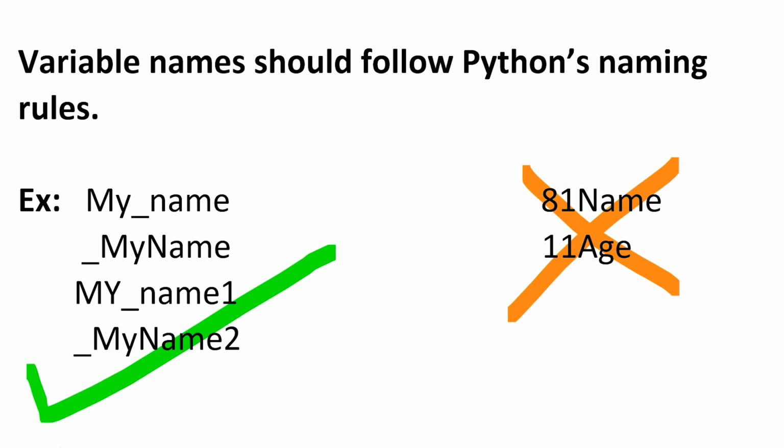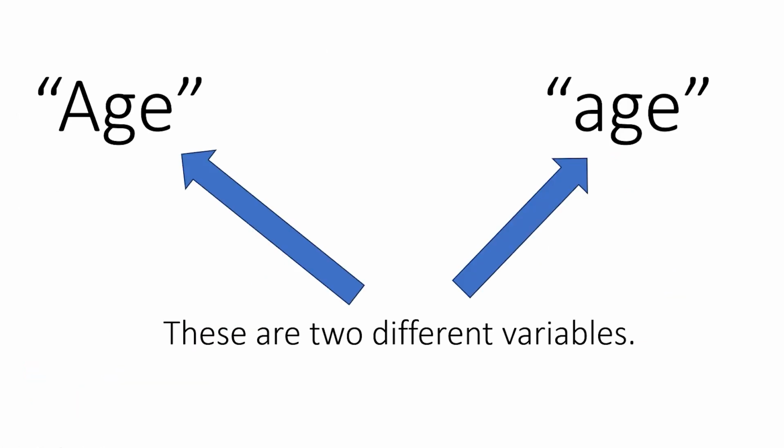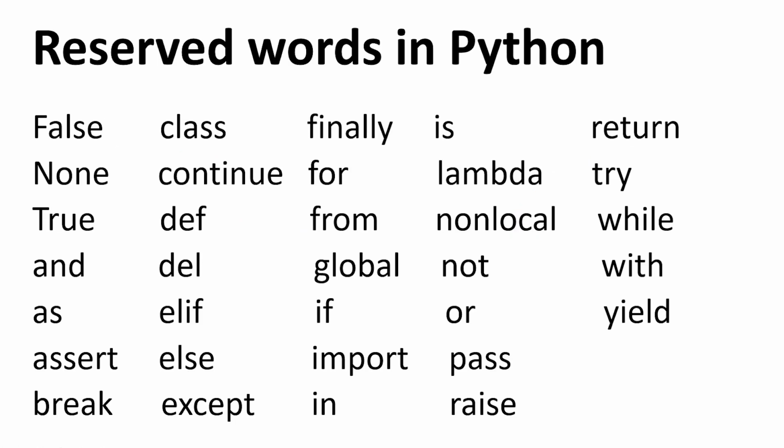However, these variable names are case sensitive. It means capital AGE and simple age are considered as 2 different variables. Otherwise, you can't use reserved words like else, if, while, for, and true as variables because those words are used to generate various commands in Python. You can see the list of those words here.